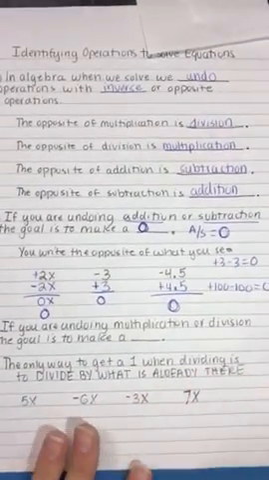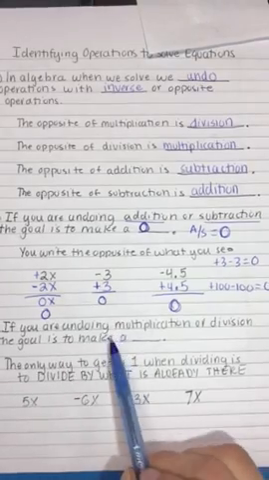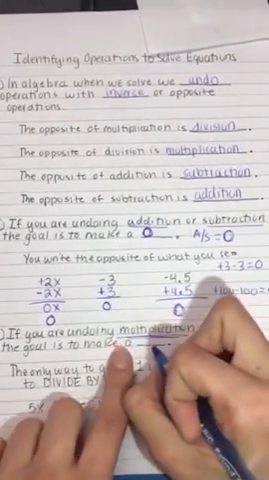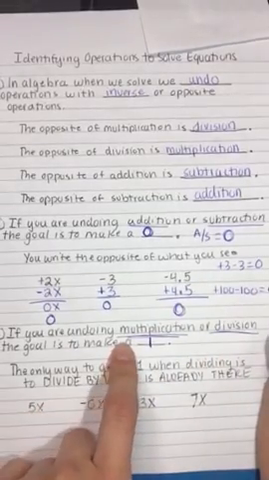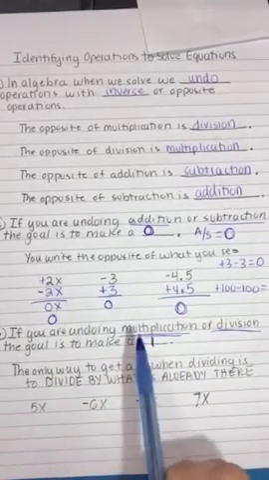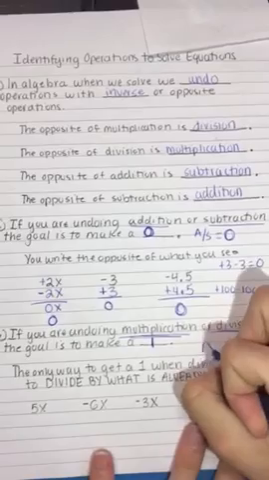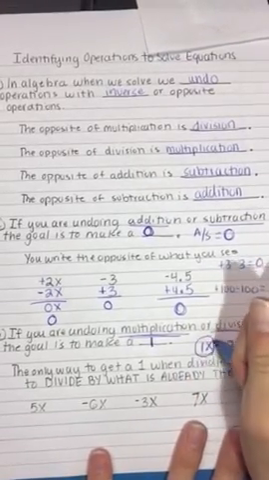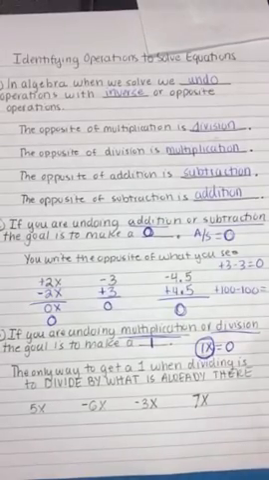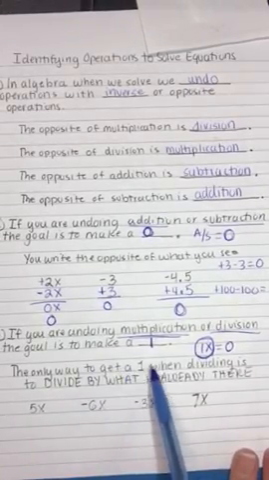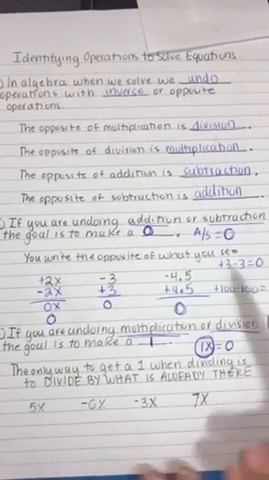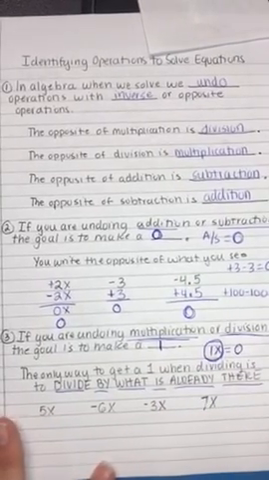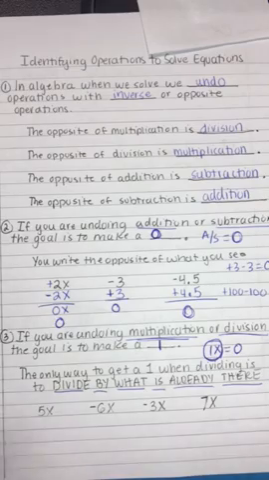Okay, now this is where we have to think differently. If you're undoing multiplication or division, the goal is to make a 1. The goal is to make a 1, because this is when you're trying to get 1x alone, okay? The only way to get a 1 when dividing is to divide by what is already there, okay?